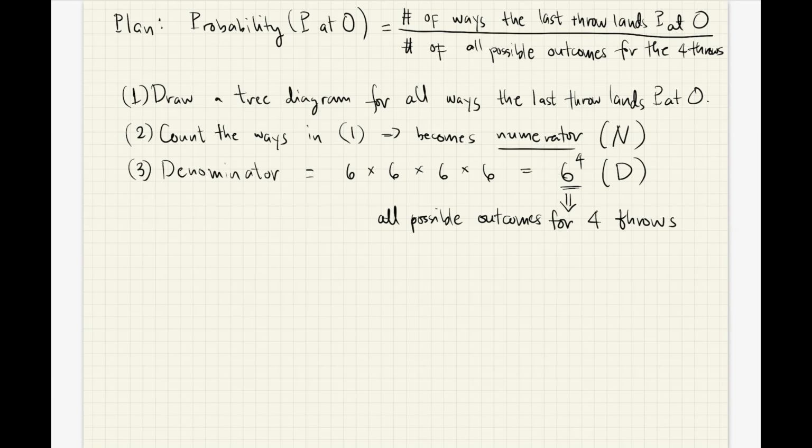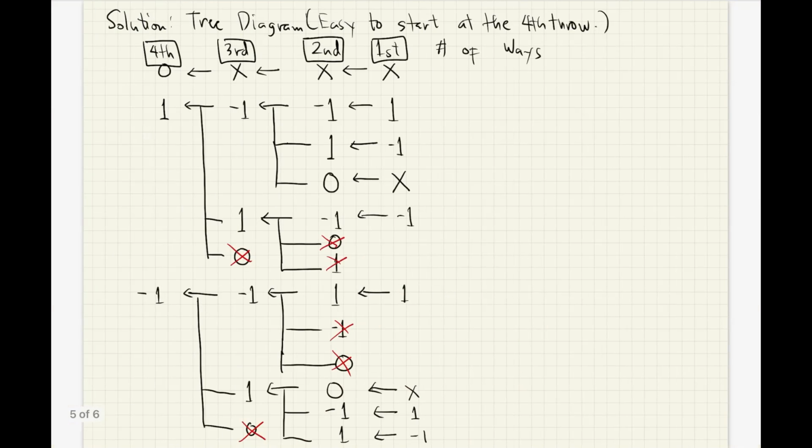Okay, now we're left with just task number 1 and number 2. First, let's draw a tree diagram. So it's easy to start at the 4th throw because we know where we want to be. We want to be at the origin, right? So it's easy to start there. And then we work backwards, okay?